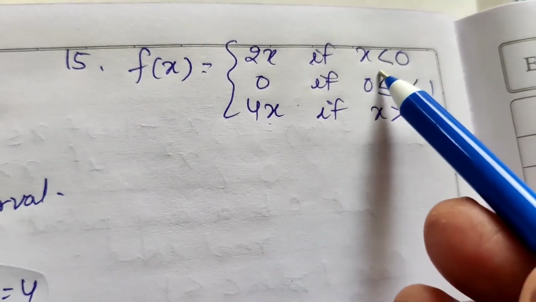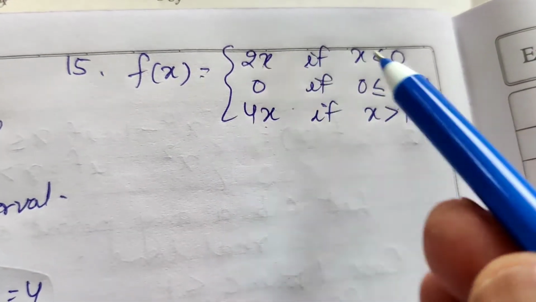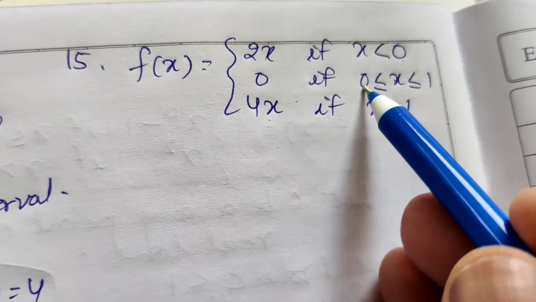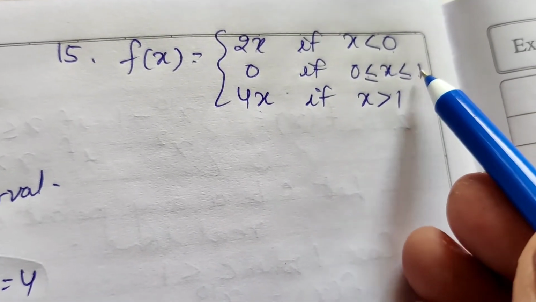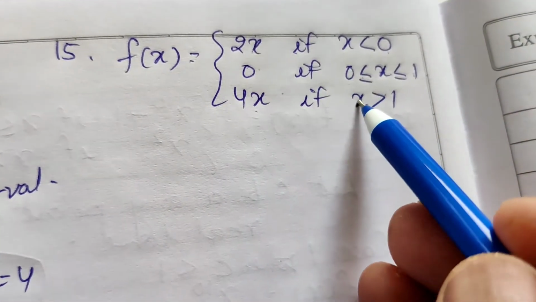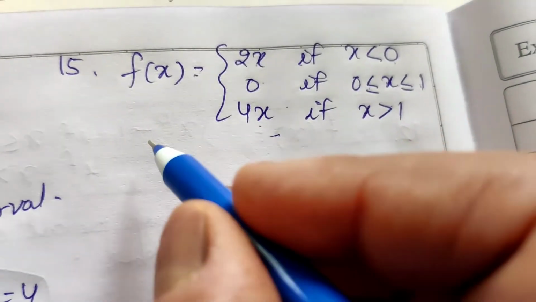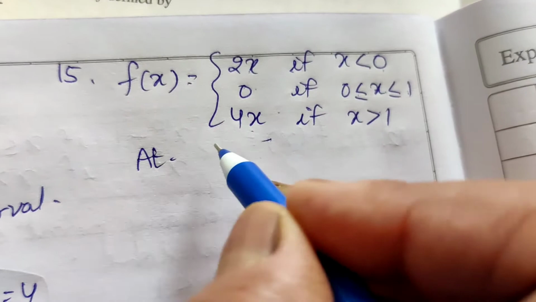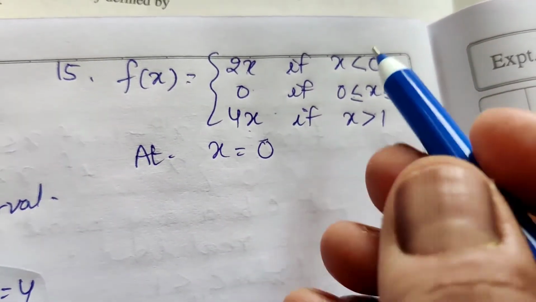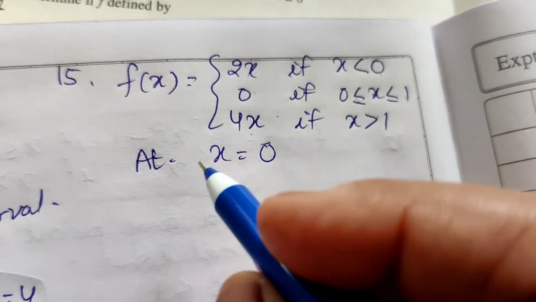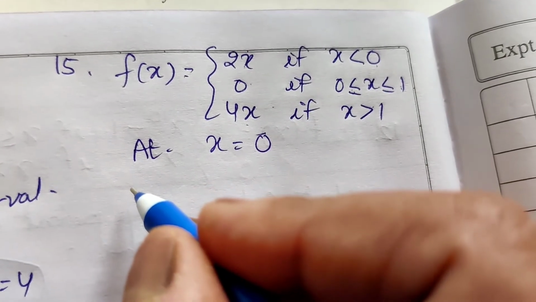The function is 2x when x is less than 0, 0 when x is greater than or equal to 0 but less than or equal to 1, and 4x when x is greater than 1. Now check one by one. The first case, at x equal to 0.